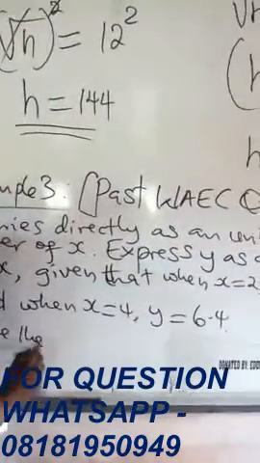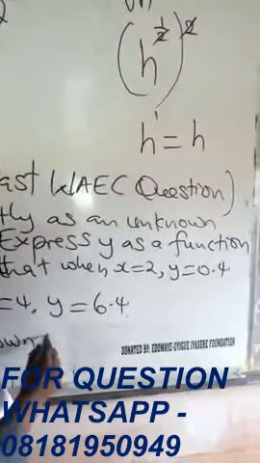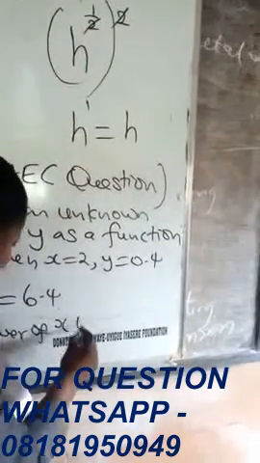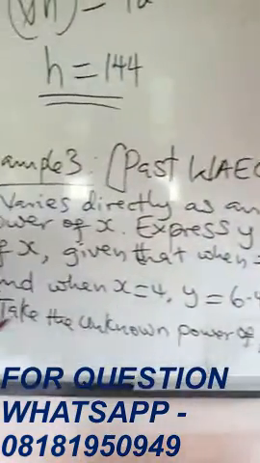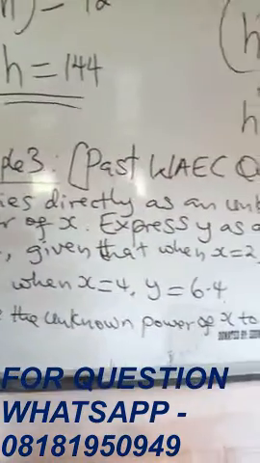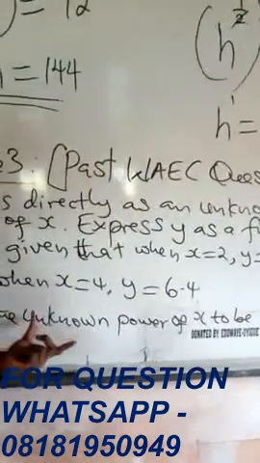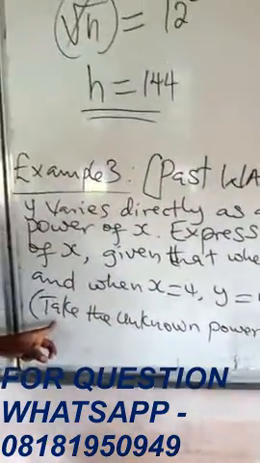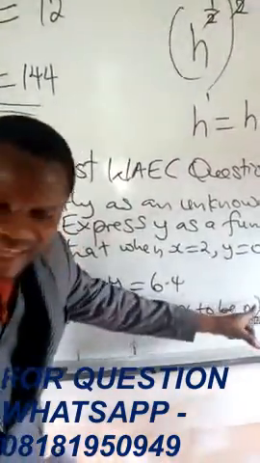In this question, they gave us a guideline. They say take the unknown power of x to be n. To be what? To be n. Sometimes they may not give you this guideline. All you need to do, the variables we are given are x and y. So you, on your own, pick any power aside from n. In case you see a similar example like this, that they didn't give you a guideline, but here they gave us a guide. Take the unknown power of x to be n.